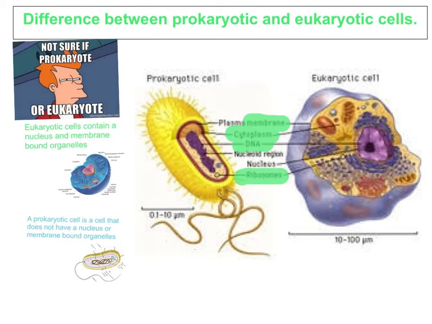The first difference that I hope you've seen is the size. Here's a scale down here. Prokaryotic cells are much smaller than eukaryotic cells. Another difference is that only eukaryotic cells have a nucleus. A nucleus is kind of like the brain of the cell. That's where the DNA is kept within a eukaryotic cell, and it helps to tell the rest of the cell what it needs to be doing.